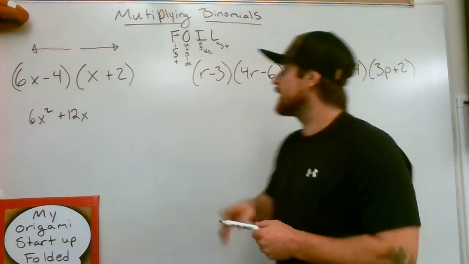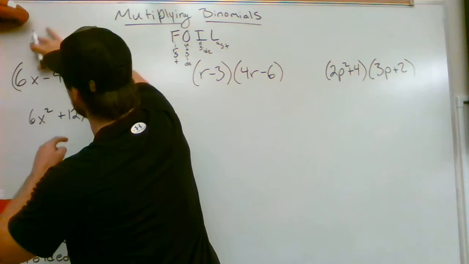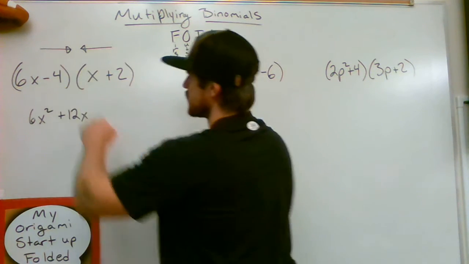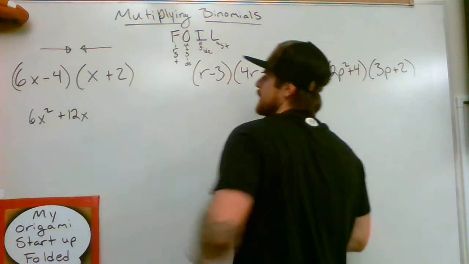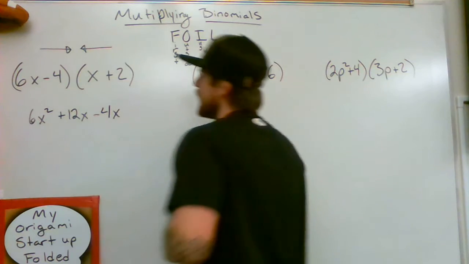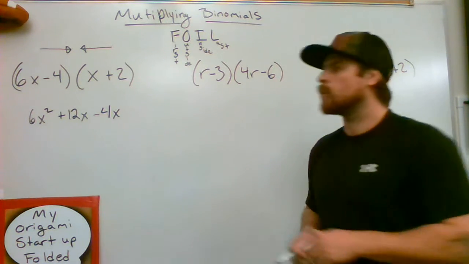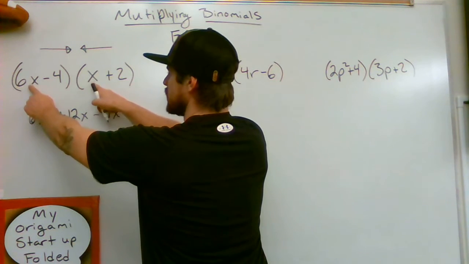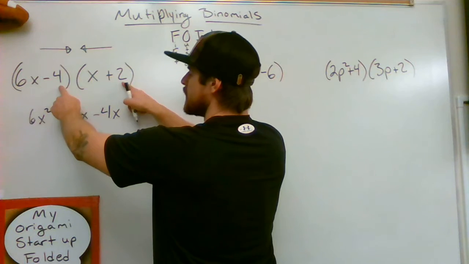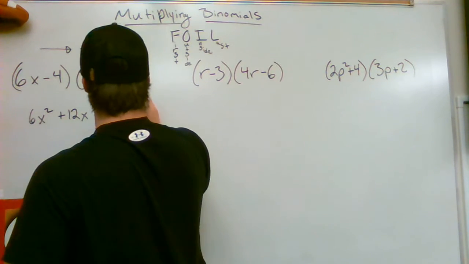Okay, now inside. Well, if arrows going out means outside terms, arrows going in will mean my inside terms. What are my innermost two terms? That's a -4 and an x. -4 times x gives me -4x. And then last but not least, see what I did there? Last but not least, well, if these were my first terms with each binomial, because these are the second terms, these are my last terms. So now I'm going to multiply -4 times 2. -4 times 2 is going to give me a -8.